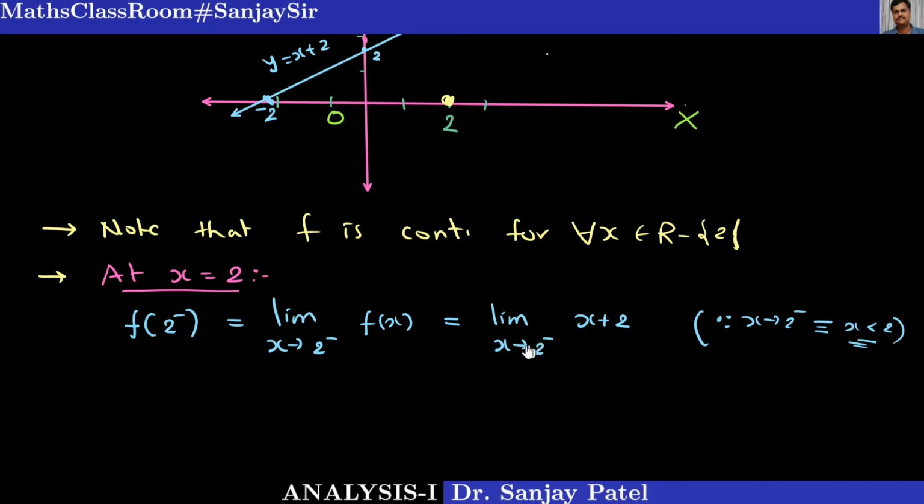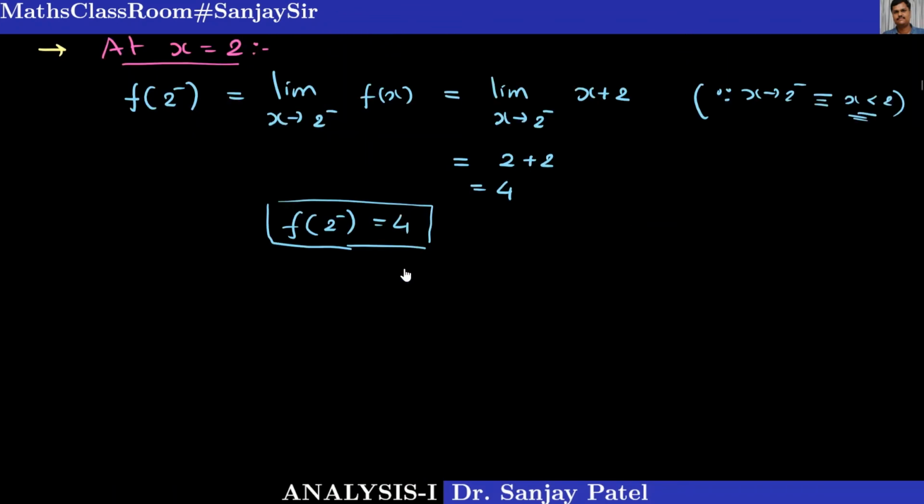So we have this situation, and this x plus 2 itself is a continuous function. Its left limit or right limit at any point exists, and it is the same as the value of the function. So I can now write directly x equal to 2 here, and I will get 2 plus 2, which is equal to 4. So my first left limit is 4. This is my first value, the left limit.